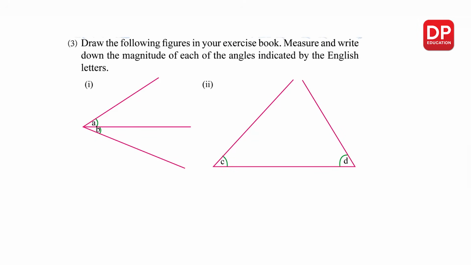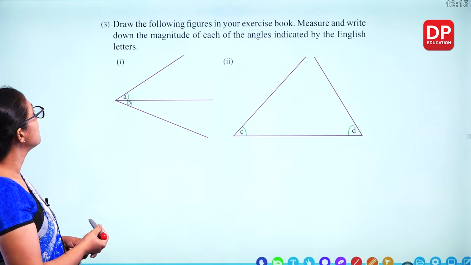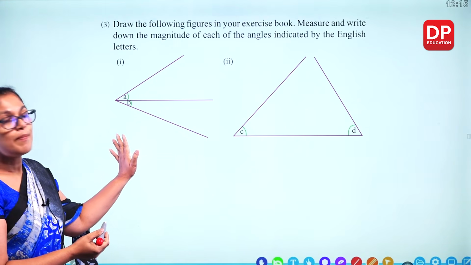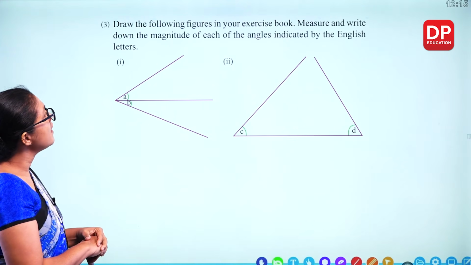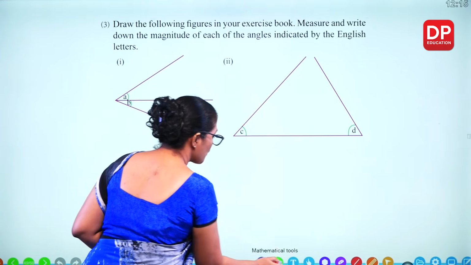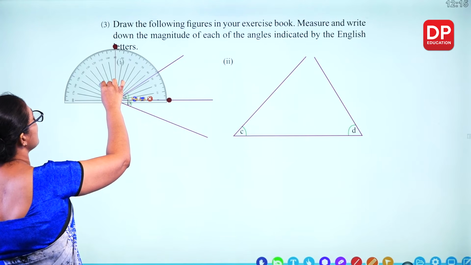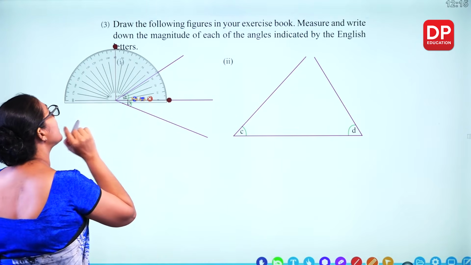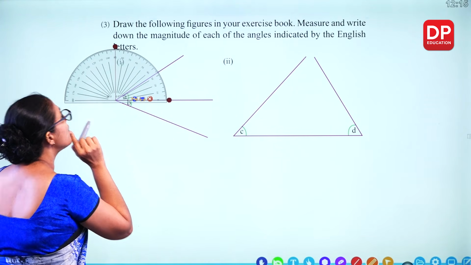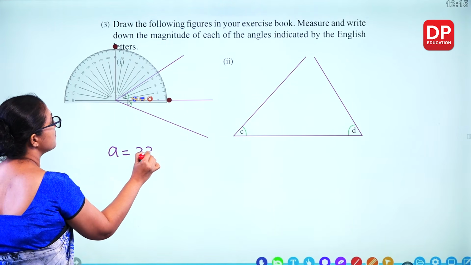Draw the following figures in your exercise book. Measure and write down the magnitude of each of the angles indicated by the English letters. So I'll measure this. You can draw this again in your exercise book and measure it. So I'll measure the angles. A angle: keep the protractor properly and measure the angle. I'm getting 33 degrees. So A angle is 33.